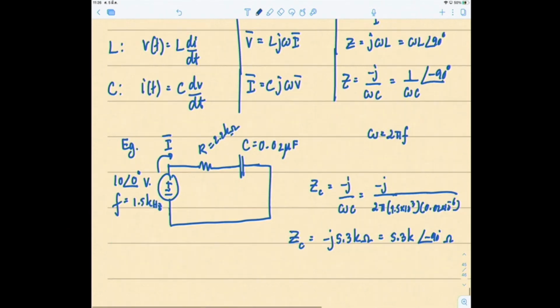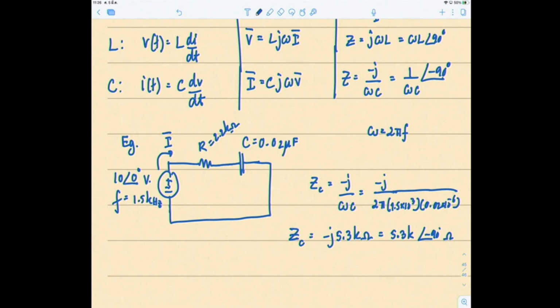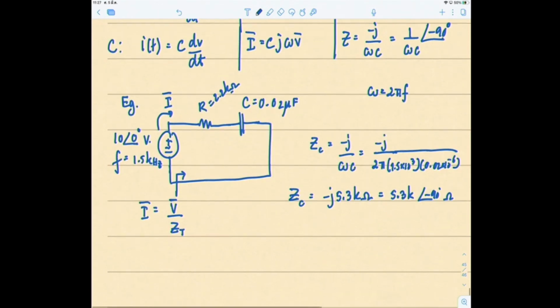To find the current, whatever you have learned before the midterm all applies here. So in this case, your phasor I would be equal to the voltage source divided by the total impedance. Not total R anymore. At the beginning of this course, it was simply R, so you add R's up together and get R total. But in this case, we have impedance Z, so you have to find the total impedance.